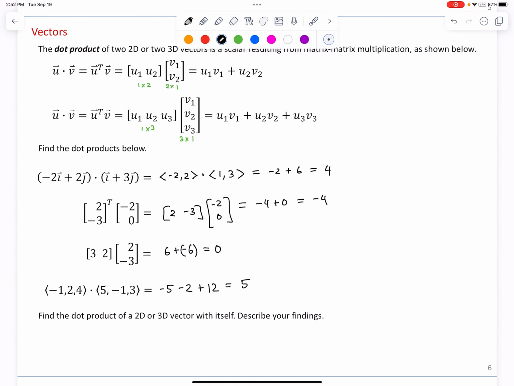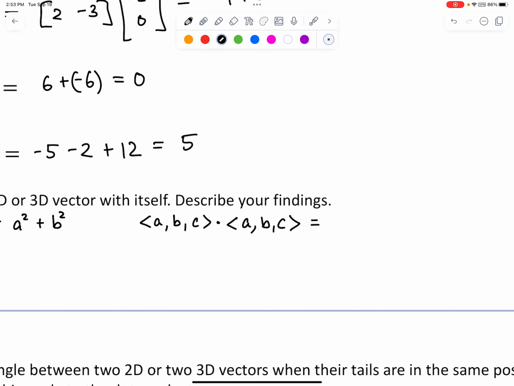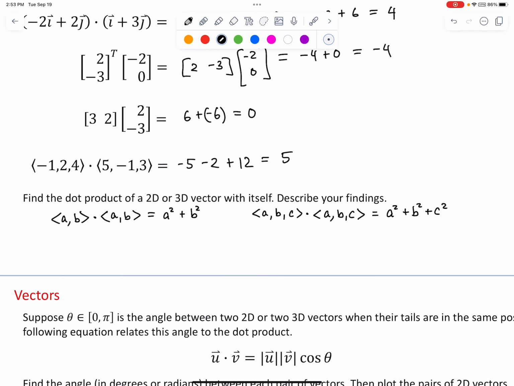Find the dot product of a 2D or 3D vector with itself. Describe your findings. Let's explore a dot product of a 2D vector with itself. We would multiply the a and get a squared, and to that add the b and get b squared. In a three-dimensional case, we multiply the a and get a squared, the b and get b squared, and the c and get c squared. This establishes a connection between the magnitude of a vector and the dot product of that vector with itself.